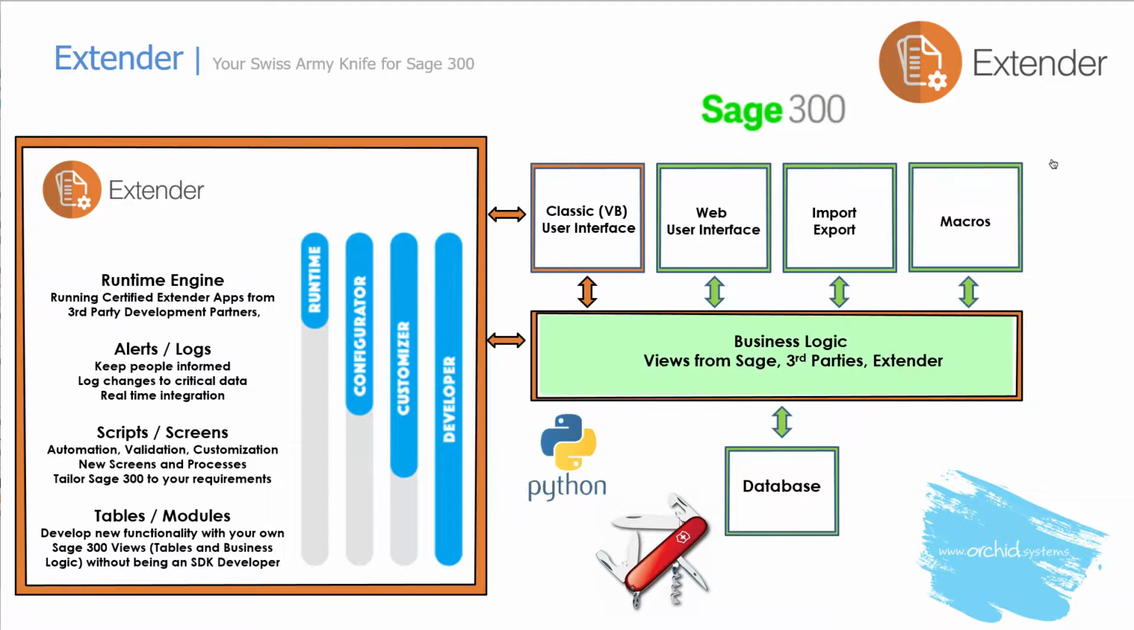Using Extender scripts, you can apply logic to the business logic of Sage 300. So you can put a validation, for example, on the AR customer that the credit limit cannot exceed $3,000. And whether you access the AR view for the customer through the web user interface, the import-export utilities, or through your own custom macros, that business logic will apply.